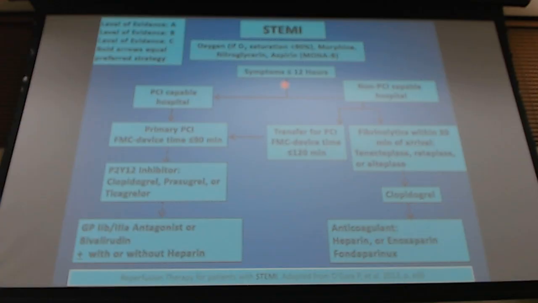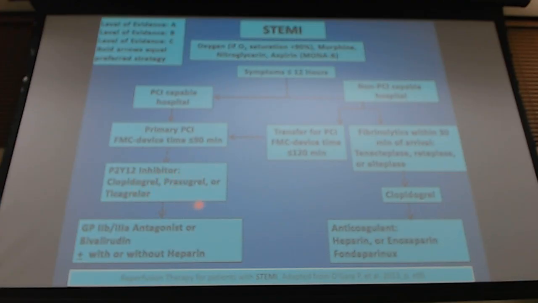Then you're seeing my symptoms are less than 12 hours. So this is kind of where we're going when we're looking at this. If I have a PCI capable hospital, this is what I would prefer. This is like, yay, everything is working great. It's a great Monday, okay? So they're going through their PCI procedure. FMC is first medical contact. So within 90 minutes of them having contact with a medical provider, we want to treat that patient. I'm not going to ask you all these times, I'm just going through this algorithm so you understand what it's saying.